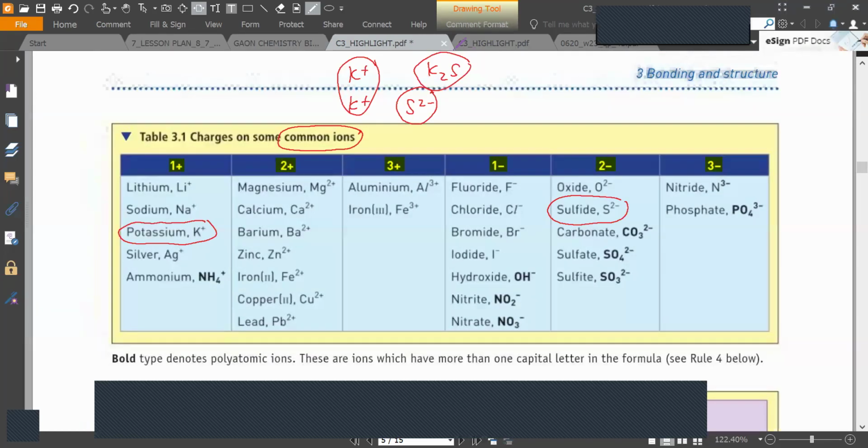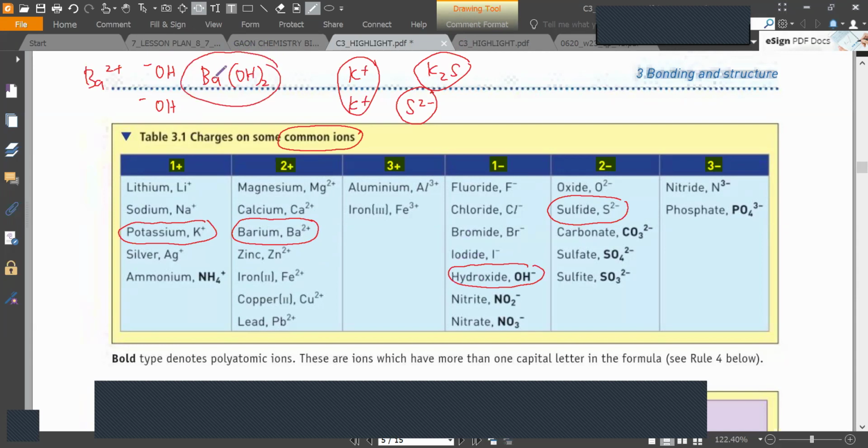Correct formula. Another example, barium hydroxide. Barium is 2 plus, hydroxide is negative 1. So we need 2 of them, so it will be Ba(OH)2.